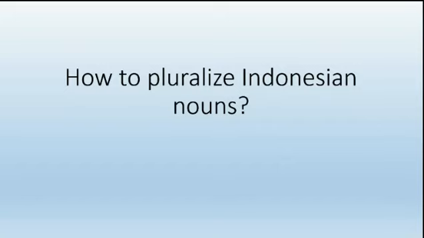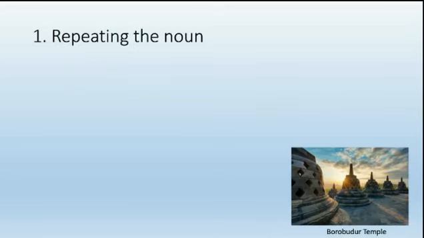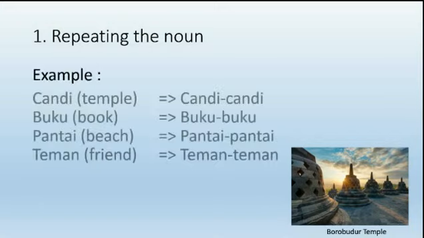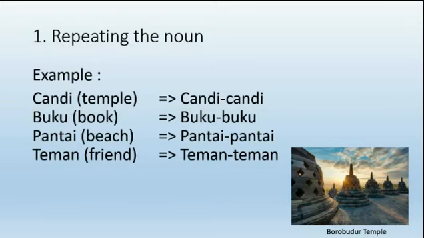Basically, there are 4 ways to do it. The first one is repeating the noun. It is the most common way to make a singular noun into a plural one. The example of this method is candi. You just need to repeat it to make it plural into candi-candi, and then buku or book into buku-buku, or pantai, or in English beach, into pantai-pantai, and the last one is teman or friend into teman-teman.